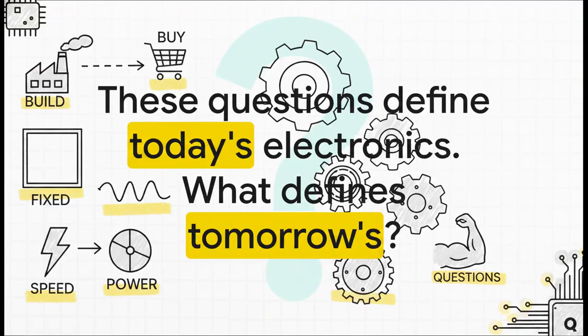These trade-offs, build versus buy, fixed versus flexible, speed versus power, these are the very pillars of modern digital design. They have literally shaped every single piece of technology we use today. So the real question for the next generation of engineers is what comes next? What new questions and what new trade-offs will define the technology of tomorrow?